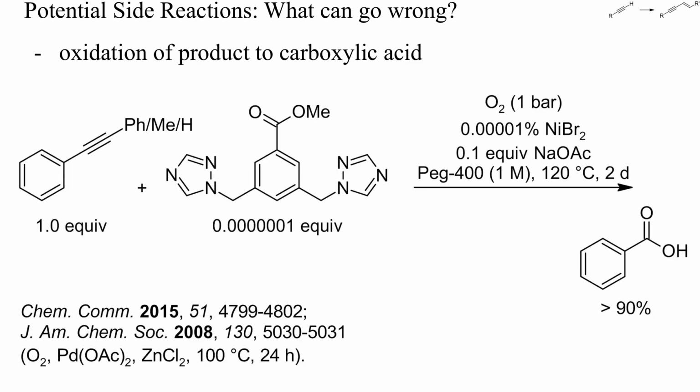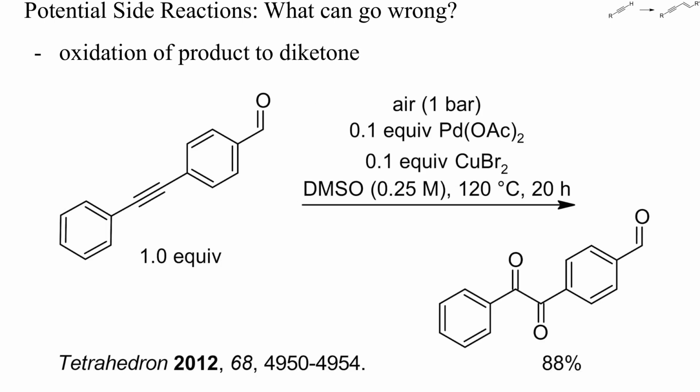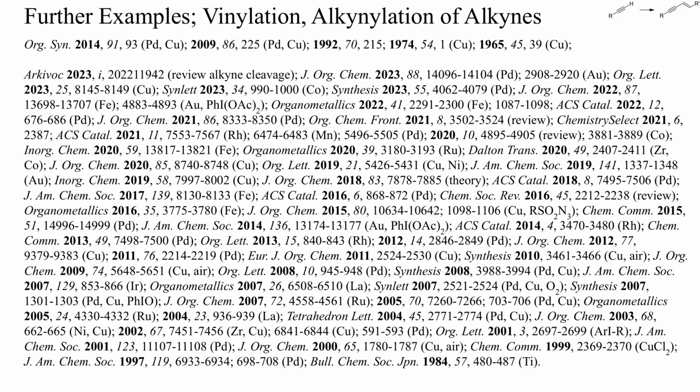Oxygen in the presence of transition metal catalysts is a powerful oxidant and can cause many unexpected side reactions. Terminal or internal alkynes can, for instance, be cleaved to carboxylic acids, as in this example. Another potential side reaction during the oxidation of alkynes is their conversion into 1,2-diketones, as shown here. Thus, oxidative alkyne dimerizations should be stopped as soon as the starting material is consumed to prevent further oxidation. Here are some further examples which you can also find in the description of this video.